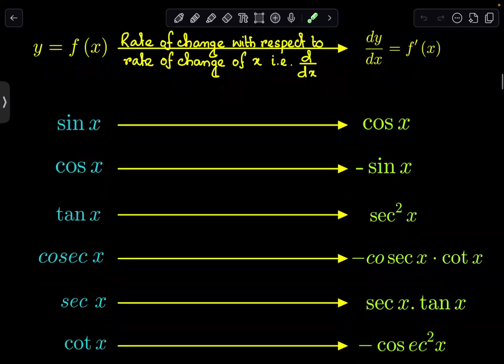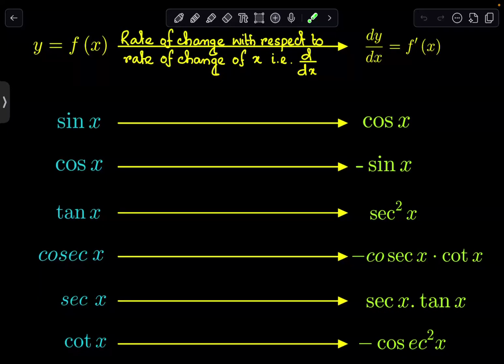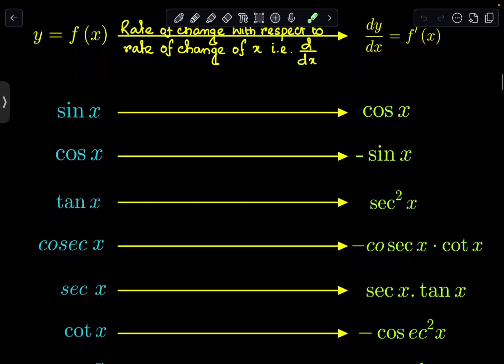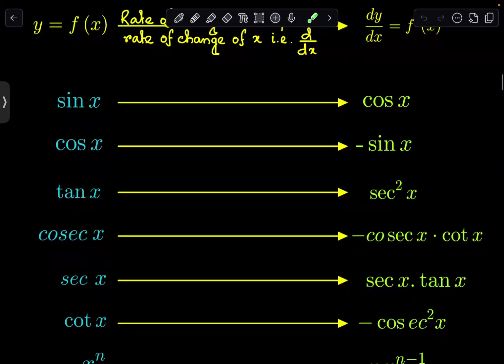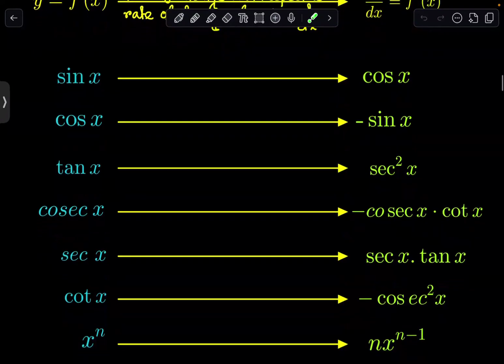Similarly, tan changes to sec square, cosec changes to minus cosec into cot. The angles remain the same as the variable angle with respect to which we are performing this rate of change. For sec, it will change into sec into tan. For cot, it will be minus cosec square. So the first six of this list are the basic six trigonometric functions and the references of their first order derivatives.